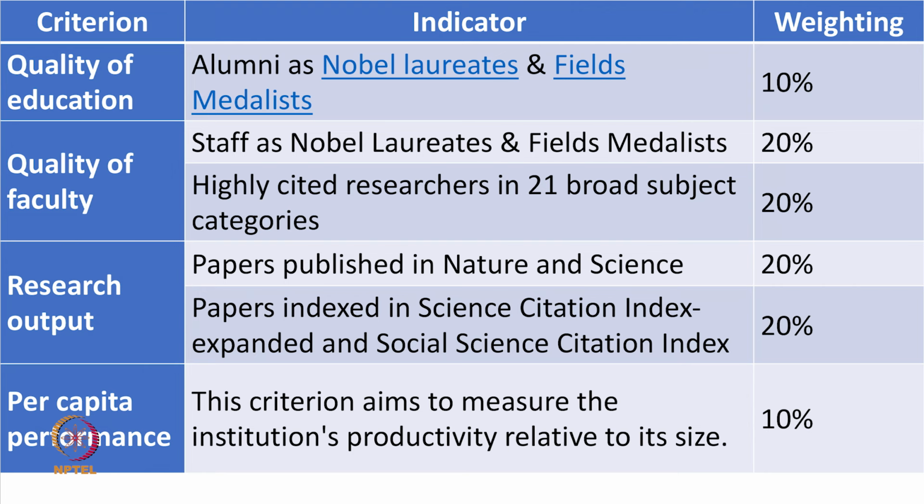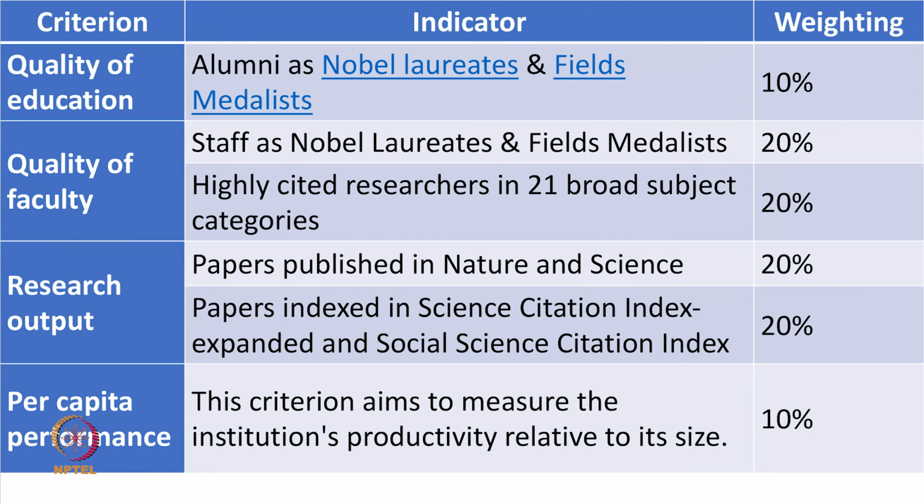Quality of education, alumni as Nobel laureates and field medalists, the weightage is 10%. Staff as Nobel laureates and field medalists, 20%. Highly cited researchers in 20 broad subject categories, 20% weightage. Papers published in Nature and Science, 20%.